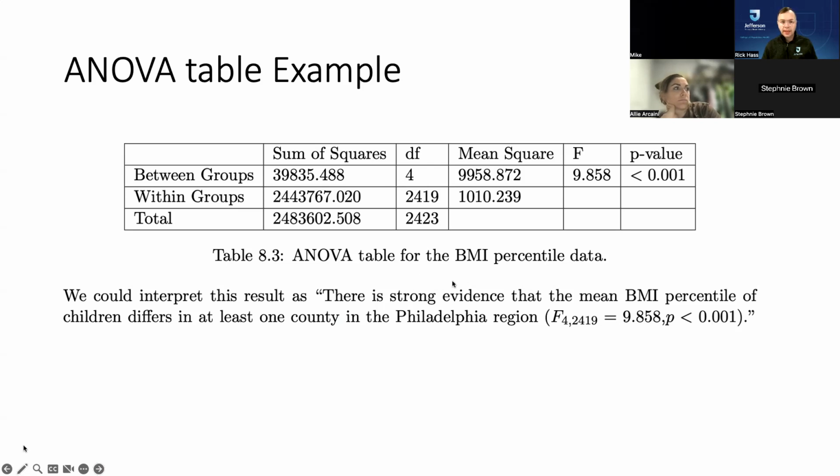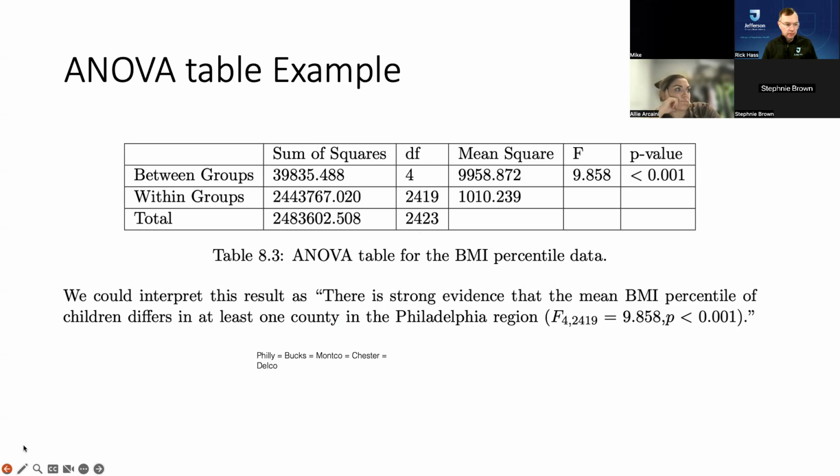Another way we can think about that is the within groups degrees of freedom is simply n minus k. And so in this case, our total sample size is actually 24, I believe, right?